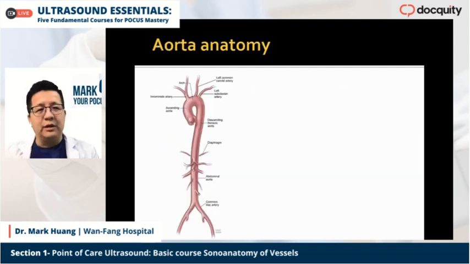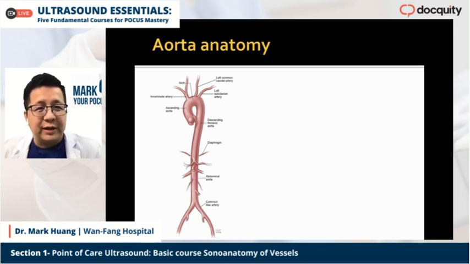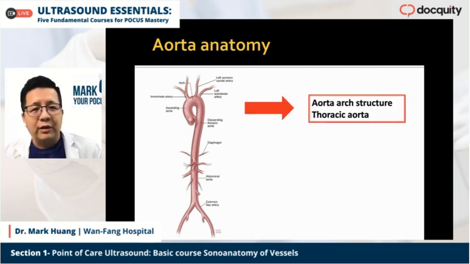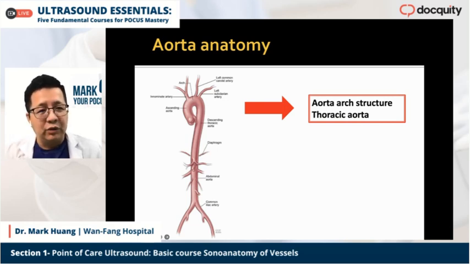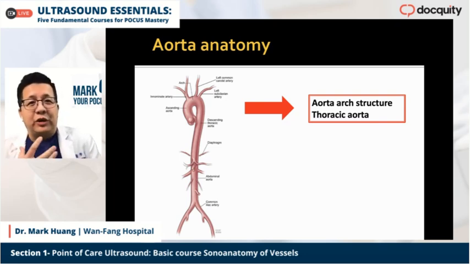Okay, so let's review the aorta anatomy. You see, this is the total aorta. I separate it into three zones. The first zone is the aortic arch and the thoracic aorta. And you need to note the ascending aorta. I will mention it and introduce it in the heart topic, because it's almost together.